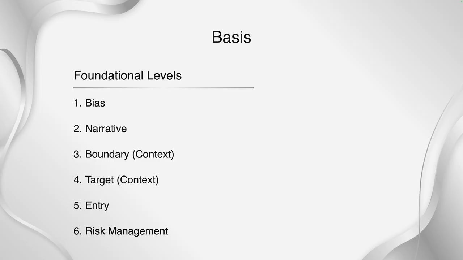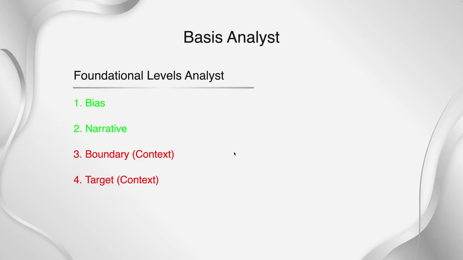So sometimes I refer to 5 foundation levels. Sometimes I refer to 6. Usually when I refer to 6, it's because we're going a little bit more in depth because we dissect that context actually. Now, understanding as well, of course, the foundational levels for the analyst phase where we went over the bias and the narrative, why they are green, they're checked off. Then in red, we have a boundary and target, which is what we need to go over right now.